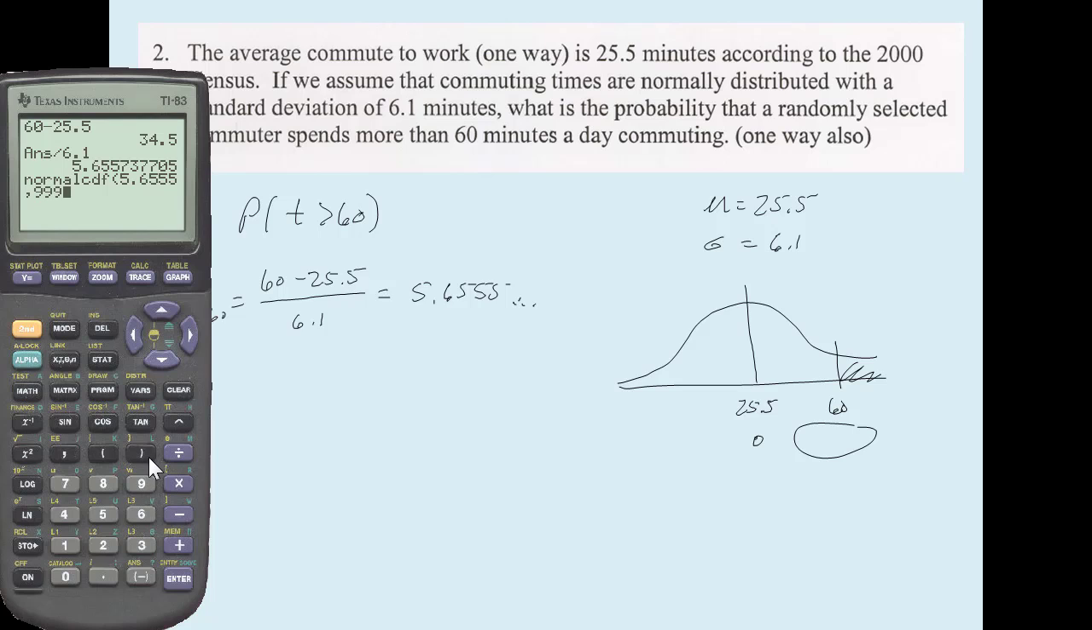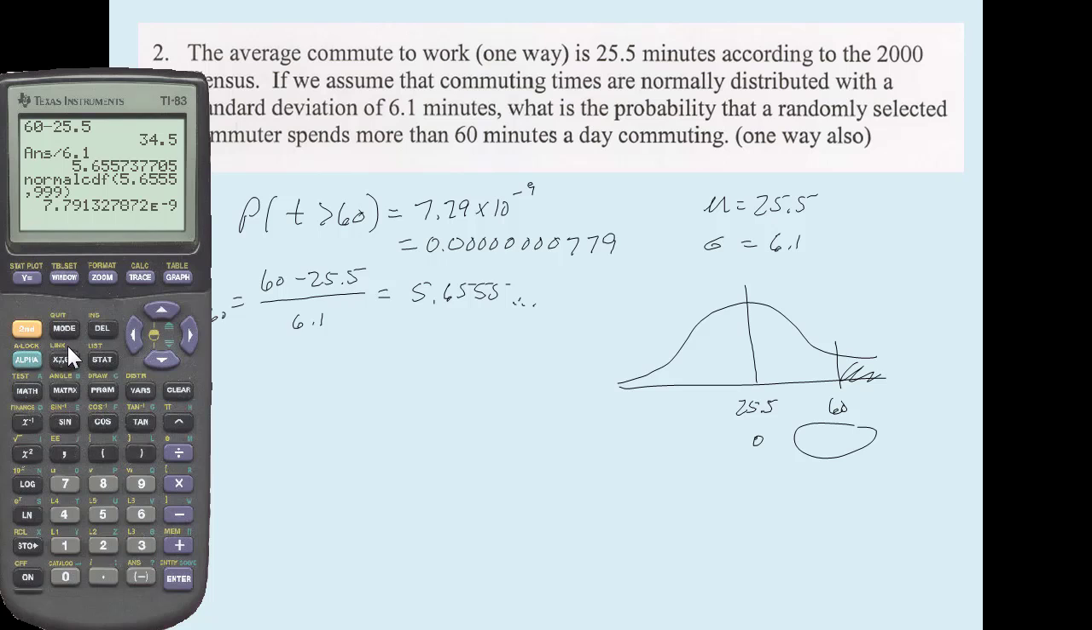Comma 999, and I get, whoa. So I get this probability is equal to 7.79 times 10 to the minus 9. So that means, like, that's 0.1, 1, 2, 3, 4, 5, 6, 7, 8, 9, 7, 7, 9. So that's pretty much not happening.